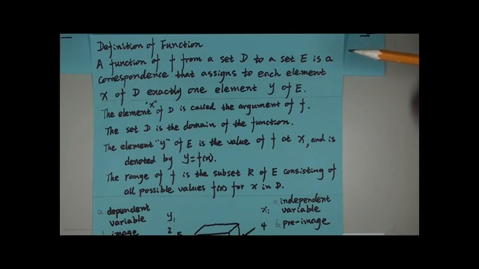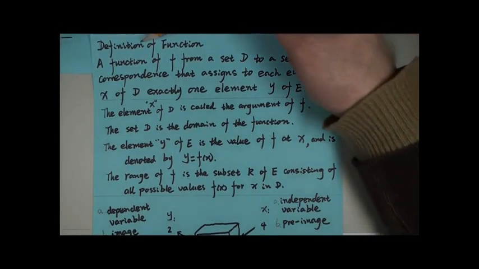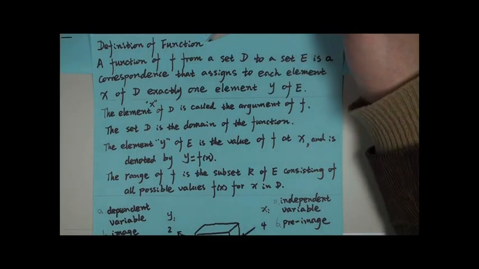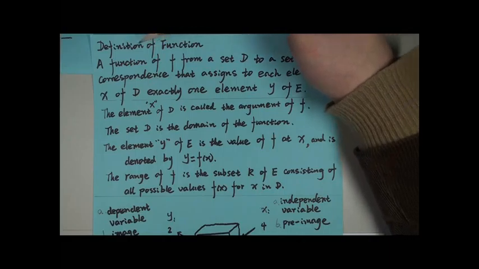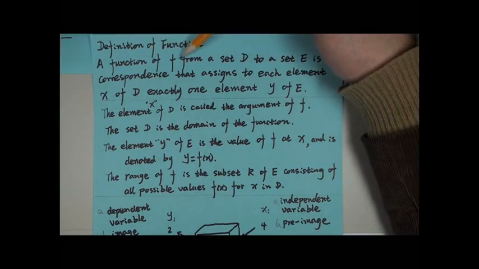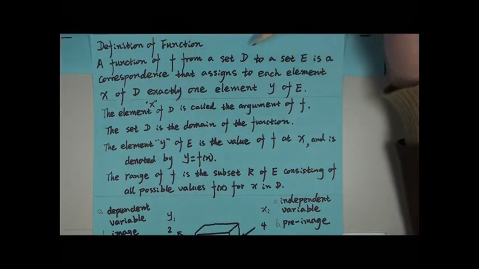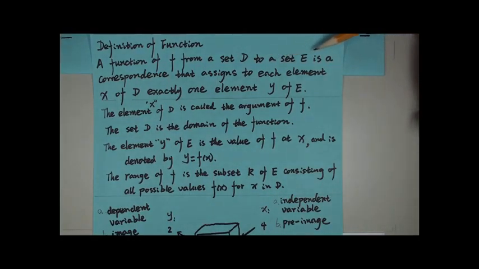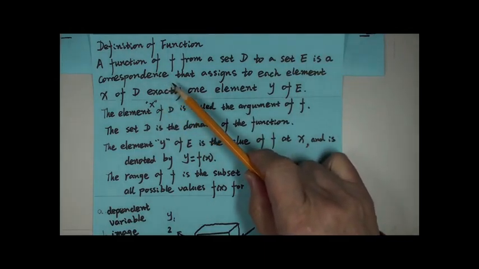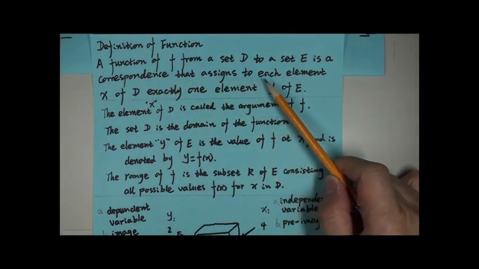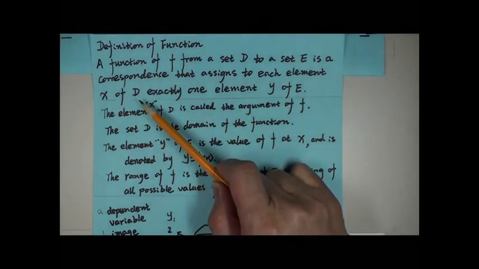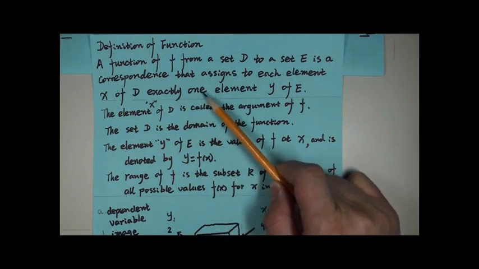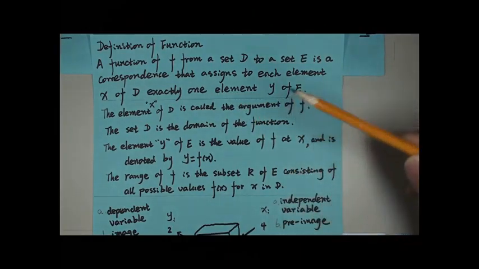Now, let's look at the definition of a function. Here is the statement. A function f from a set D to a set E is a correspondence that assigns to each element x of D exactly one element y of E.